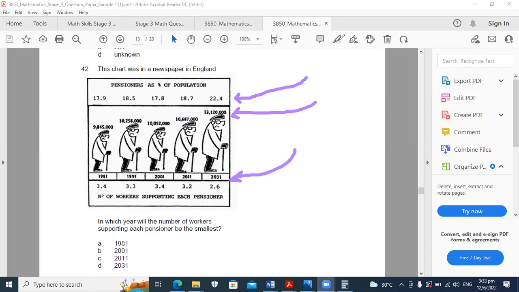This could be the population of pensioners, that's true. I think England has more people than 13 million. So this is the actual number of pensioners going up, and this is the percentage. So these will correlate similarly.